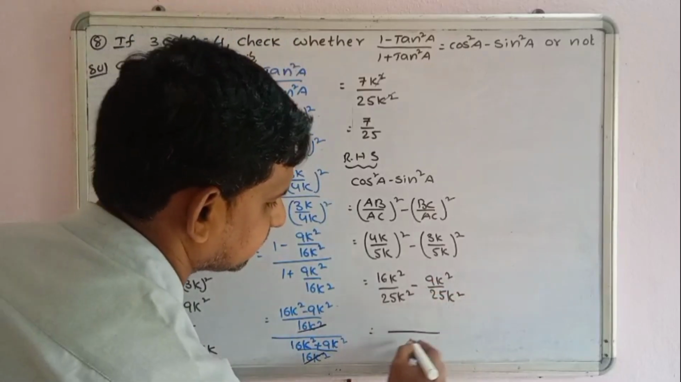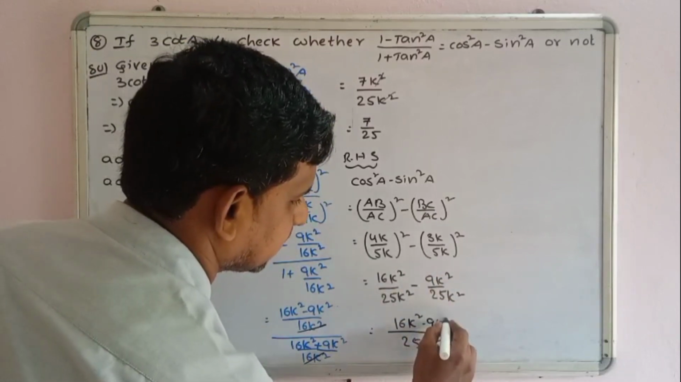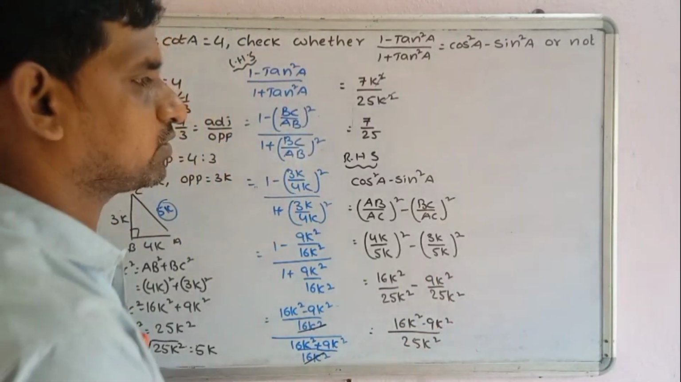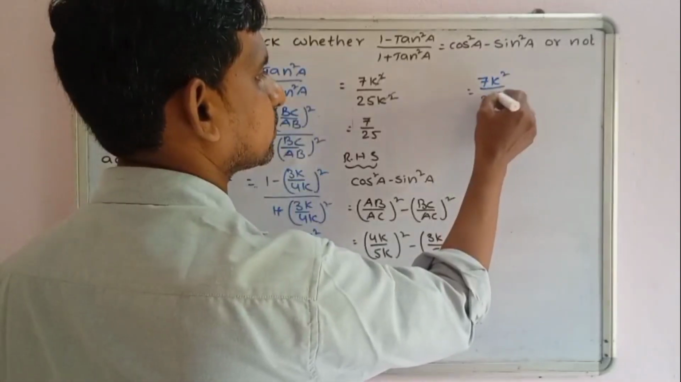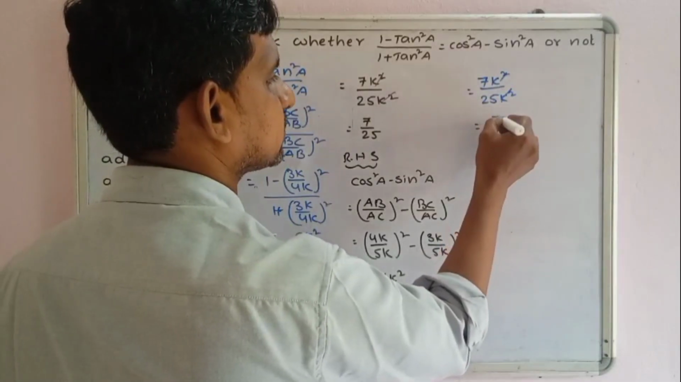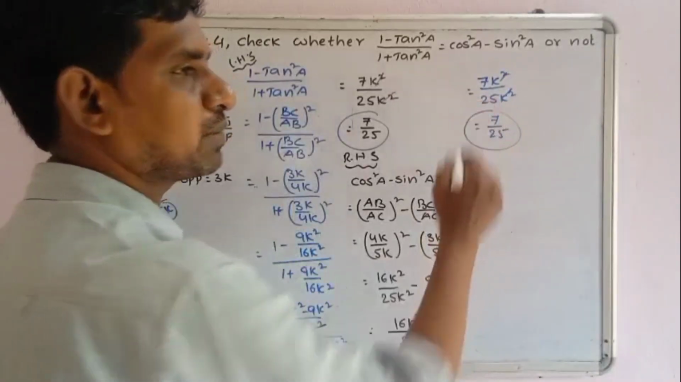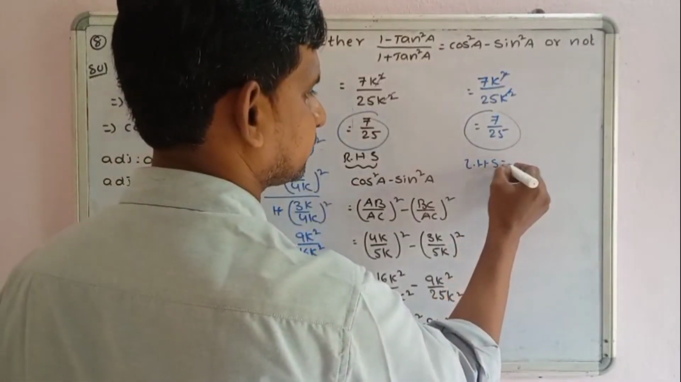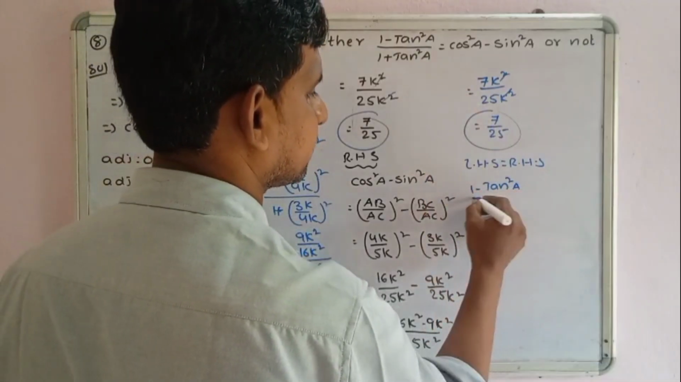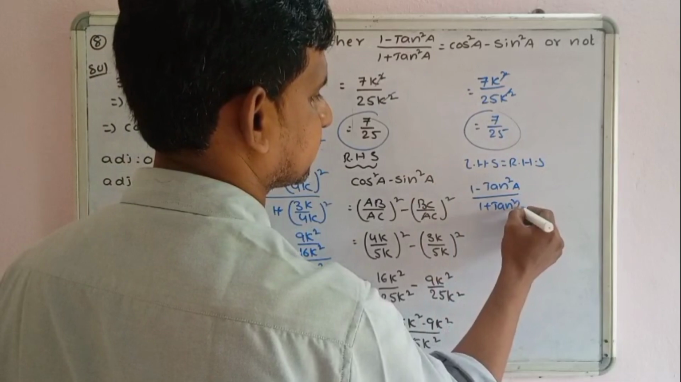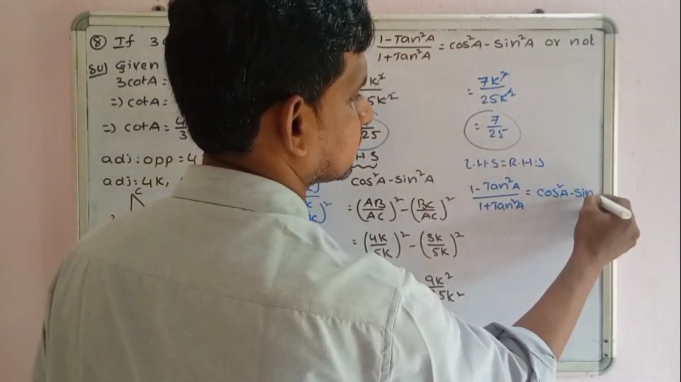Here 25k square is the LCM. So 16k square minus 9k square. 16k square minus 9k square is how much? 7k square by 25k square. So k square gets cancelled, 7 by 25. Okay. See, the LHS part is 7 by 25, RHS part 7 by 25. Therefore LHS equals RHS. LHS value 1 minus tan square A by 1 plus tan square A equals RHS value, cos square A minus sin square A.